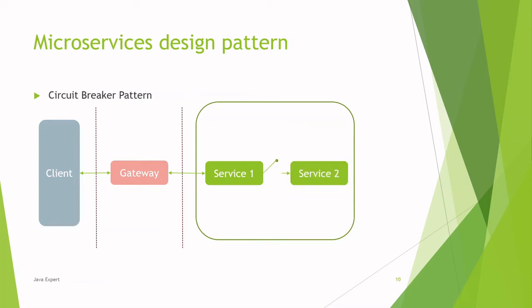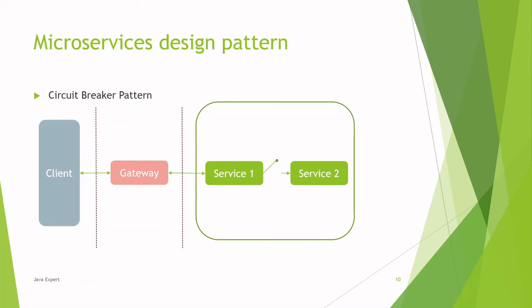Next one, circuit breaker pattern. Right. What is a circuit breaker basically? There are two states in that, and you can relate it with electrical and electronics terms also. If the circuit is open, it means the connection is basically disconnected. If the circuit is closed, the connection is established, right?